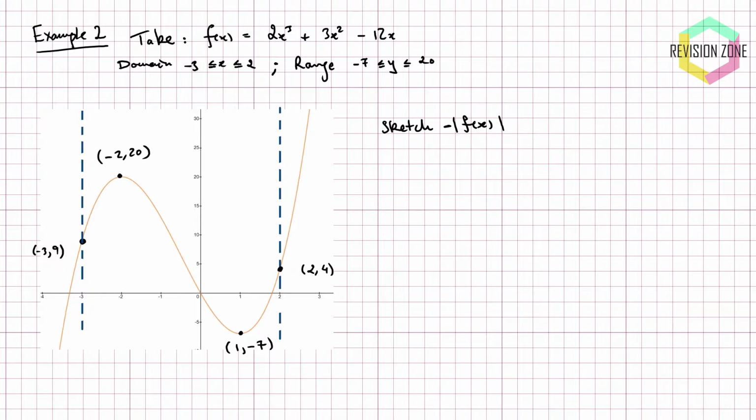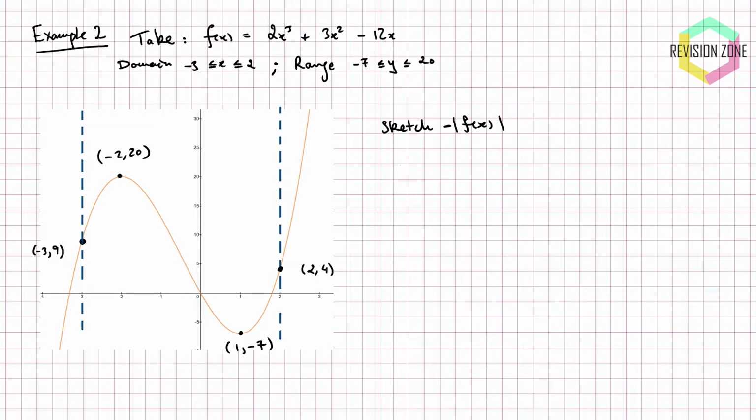So example 2, we have the exact same cubic, the exact same domain and the exact same range as in example 1. You'll probably notice there's going to be a theme in this video of using the same example and doing lots of interesting things with it. But in this case, the transformation is not just f of x to f of modulus of x, but f of x to negative of the f of modulus of x.